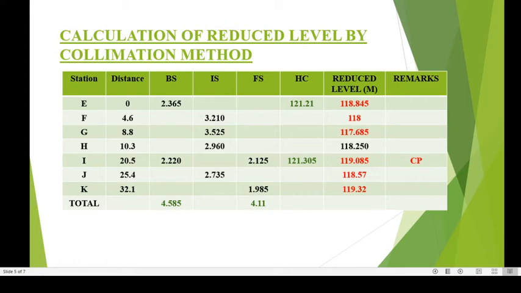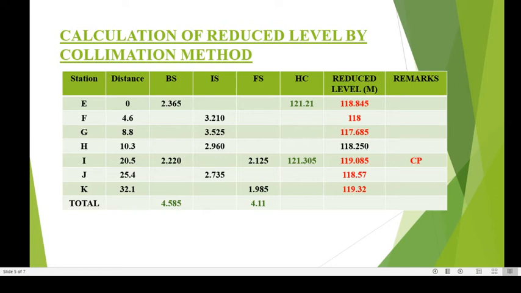Next, we will try to calculate the reduced levels of the 6 stations by the collimation method. This method is simpler because we need to calculate fewer values. Now we see that the height of collimation value is obtained only at the change point or at the benchmark. Now we have the reduced level value of only station H, that is 118.250. How can we know the reduced levels of the other stations?